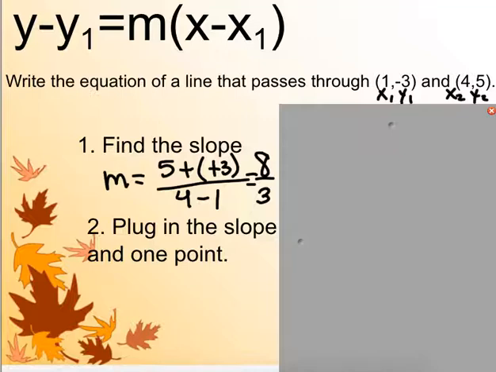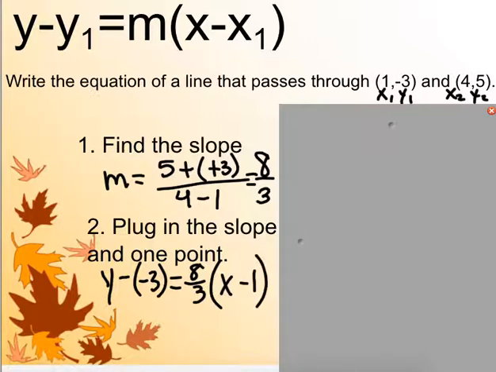And we're going to plug it in with one of the points into our equation so that we have y minus, let's see, I'll pick the (1, -3). So I say y minus negative 3 is equal to 8 over 3 times x minus 1. And then I can start simplifying. Double negatives here, so we get y plus 3, and then I'm going to expand to get 8 thirds x minus 8 thirds. And the last step will be subtracting 3 from each side.